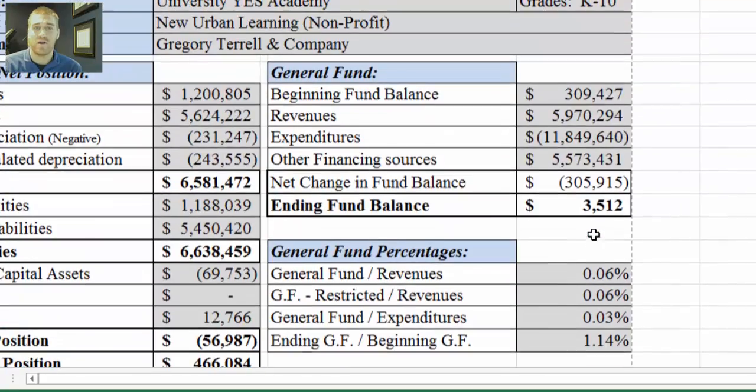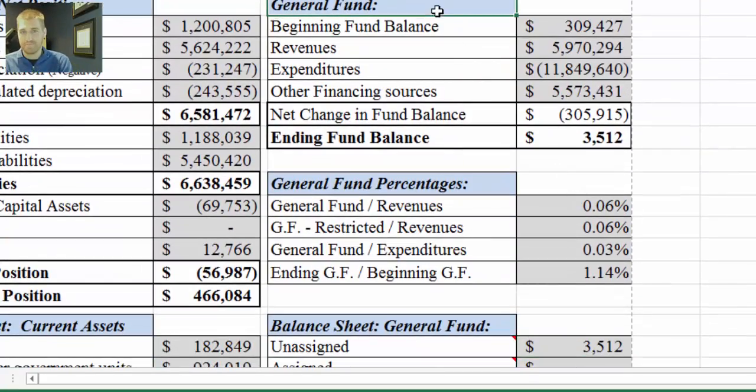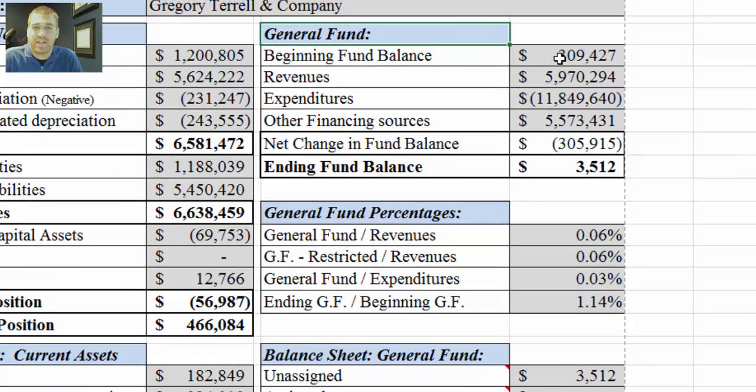Moving back up before we move down, this is the general fund activity snapshot. This takes the beginning general fund balance, the total revenues, the total expenditures, total other financing sources, the net change in fund balance, and then the ending general fund balance. So this shows the activity during the year in a very broad perspective, but it's pretty good to look at for a quick analysis.